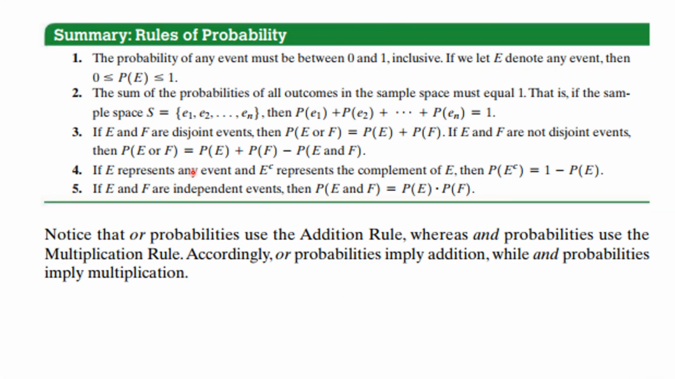Now we want to add this to our list of probability rules that we've been assembling. And notice that previously we talked about or, but now we're talking about and, also the law of the complement. So the probability of E complement equals 1 minus the probability of E. And if E and F are independent events, then the probability of E and F equals the probability of E times the probability of F. Or means addition and and tends to imply multiplication if we're talking about independent events.